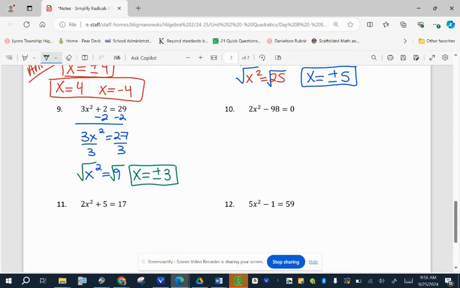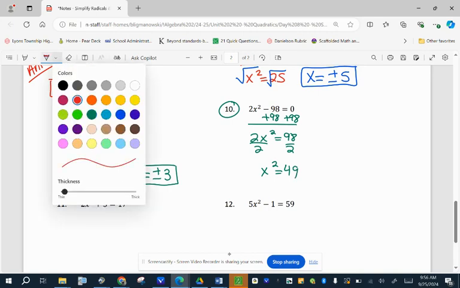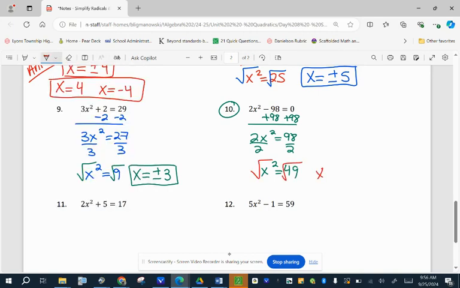All right, I want you to pause the video now, and I would like you to give 10 a try. When you're ready, go ahead and play the video. So in 10, we would add 98. Divide by 2. Since my x squared is now alone, I'm going to take the square root of both sides, and I would get plus or minus 7.